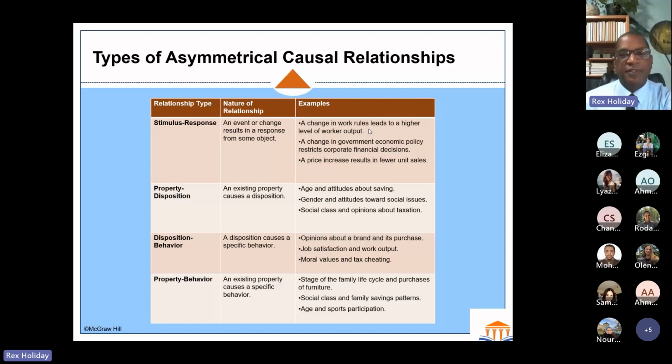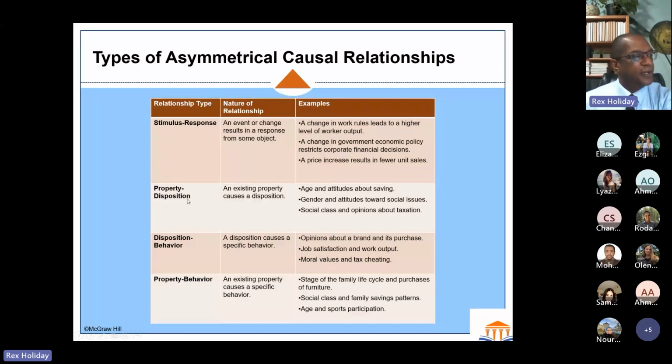Are there any other examples that you might be able to think of that would demonstrate the stimulus and response? Okay, I'll let you think about that for a second.